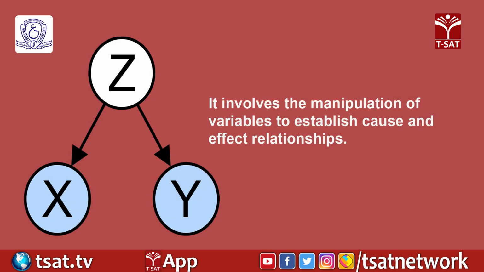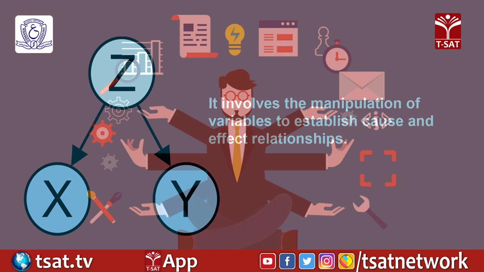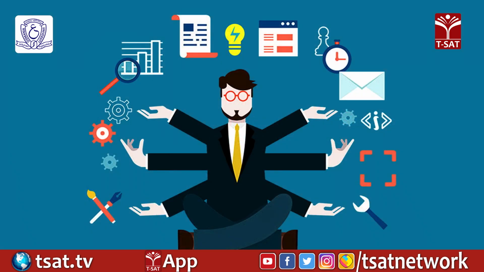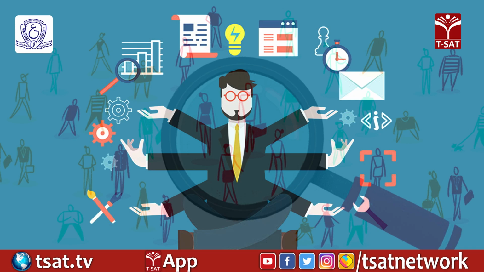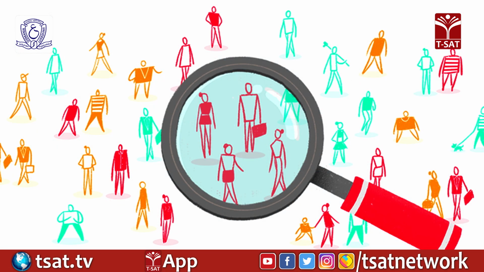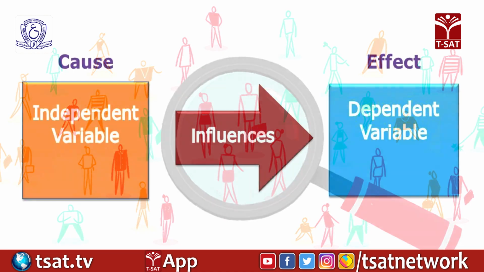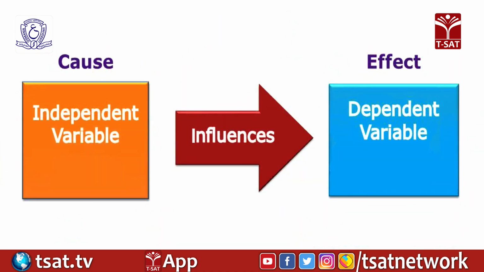It involves the manipulation of variables to establish cause and effect relationships. The key features are controlled methods and the random allocation of participants into control and experimental groups. An experiment is an investigation in which a hypothesis is scientifically tested. In an experiment, an independent variable, the cause, is manipulated and the dependent variable, the effect, is measured. Any extraneous variables are controlled.